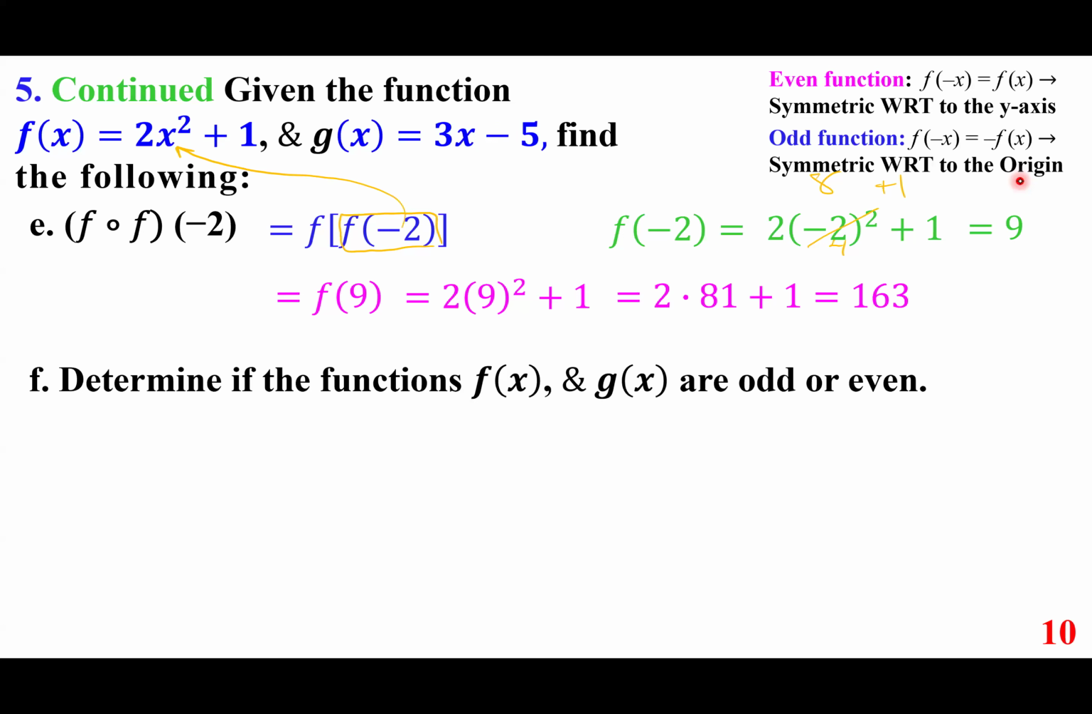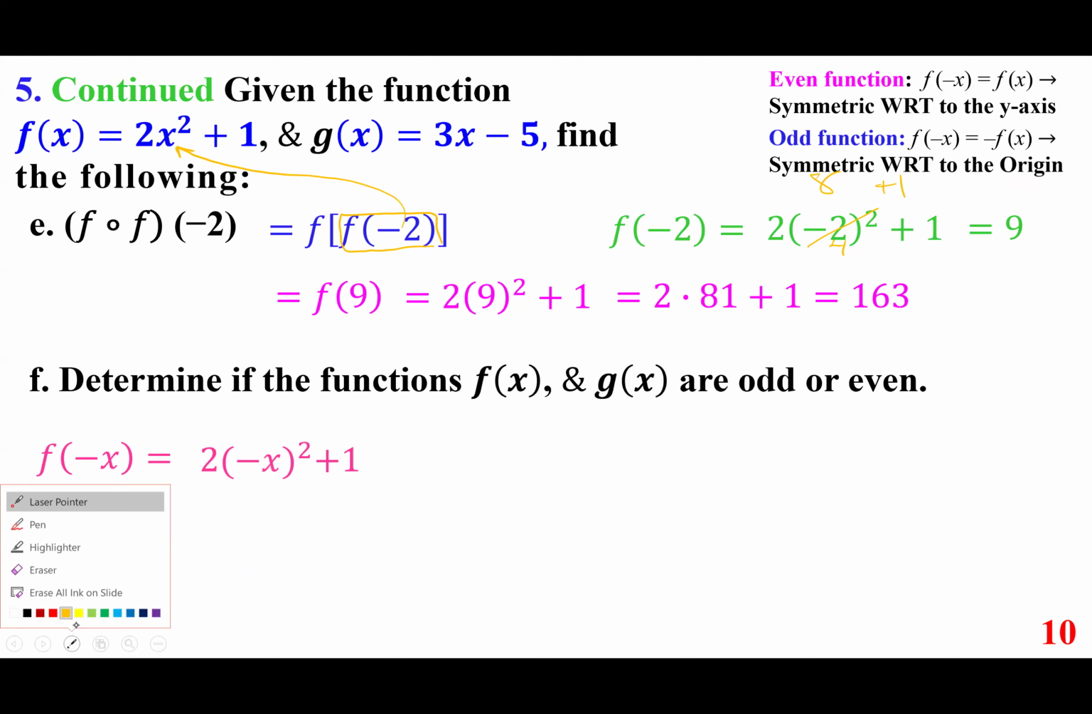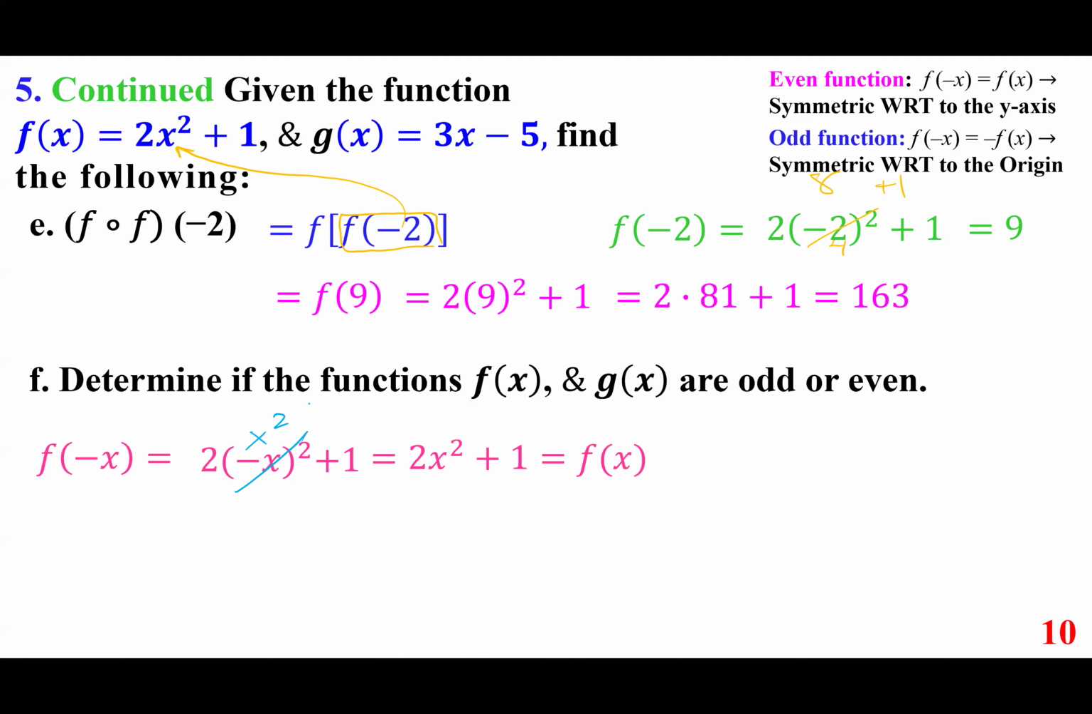So what should we do? Evaluate each one at minus x. So f of minus x. Into this function, replace the x with minus x. So minus x to the second power is itself, x squared. Two times that is 2x squared plus 1. It's identical to f of x. It makes it an even function.